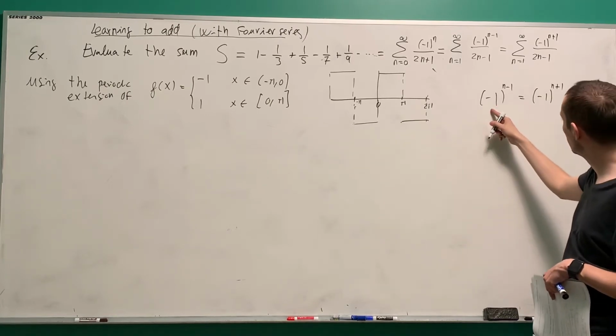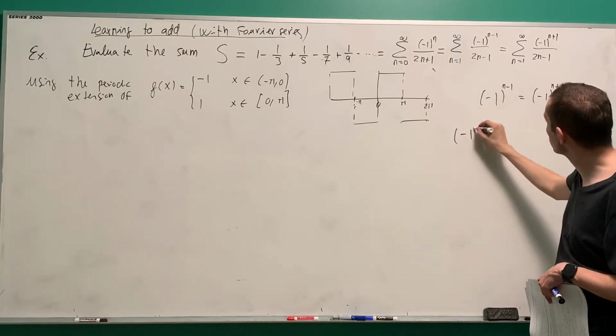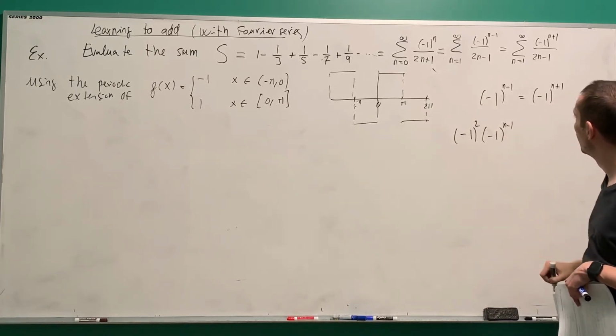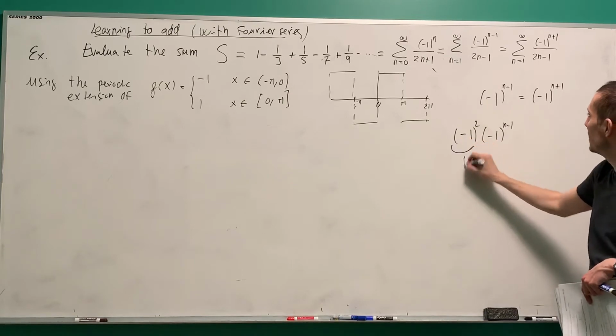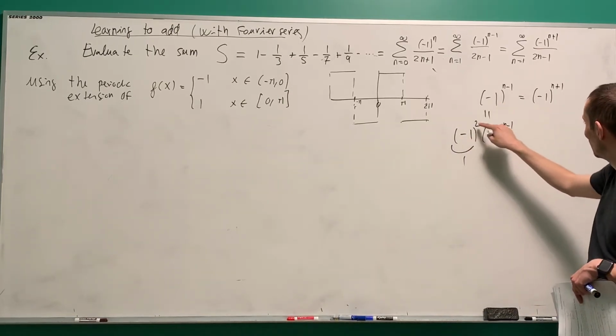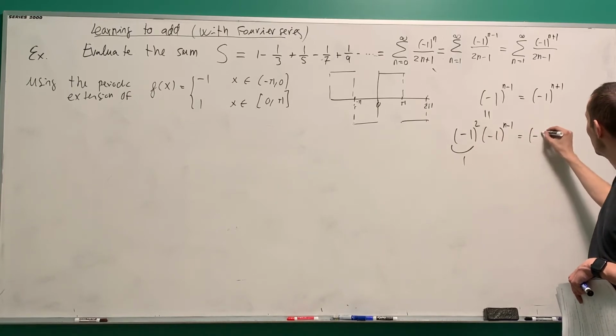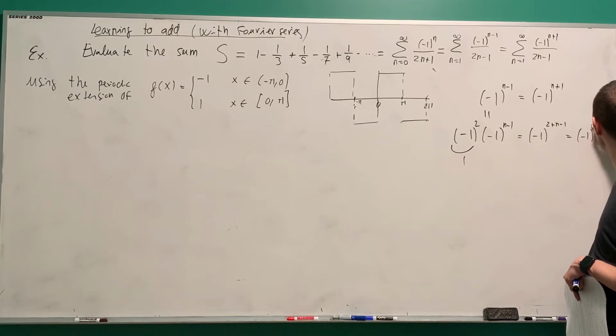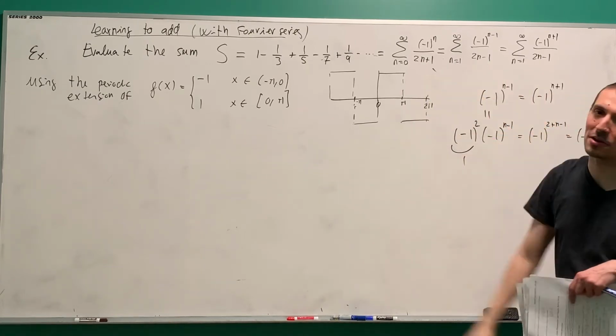Well, it's easy. Multiply this one by minus 1 squared, which is a 1. Minus 1 and minus 1, and then this is a 1. I did nothing. This is an equal sign, right? But then I can add the two exponents, and I get minus 1 to the 2 plus n minus 1, which is equal to minus 1 to the n plus 1. So all these three sum expressions are the same.